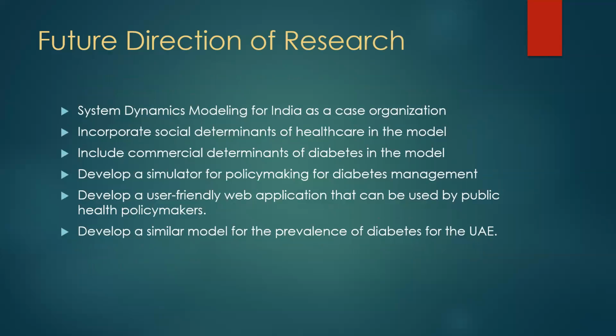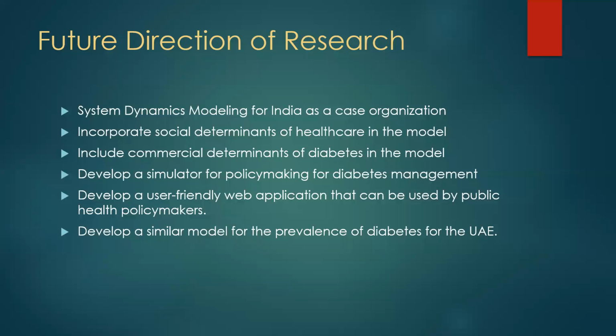The future direction at that time was system dynamics modeling as a case organization. What was lacking here? Incorporate more social determinant of healthcare in model. Many things we actually missed, like inflation and healthcare financing. Include commercial determinant of diabetes in model, like people are using packaged foods, and people use preservatives and other things to increase the shelf life. So those are called commercial determinants. So how to incorporate those, develop a simulator for policy making for diabetes management.